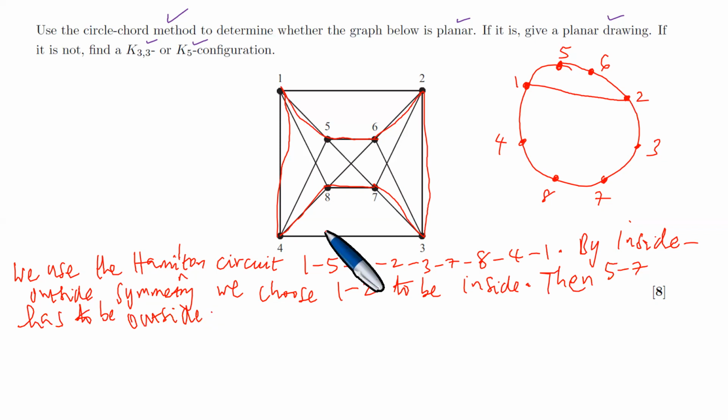Right, so now 5, 7 has to be outside. Now let's look at that one. If you look at 5, 7, because now if you draw 5, 7, it has to be outside. Why? Because if we draw it from here to there, it's going to cross. So we need to draw it outside to avoid crossing in our attempt to see if it's really planar or not. So we avoid crossing. So 5, 7, you can do this.